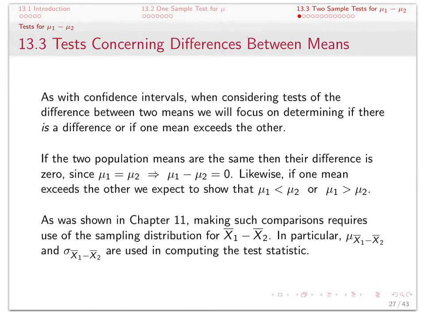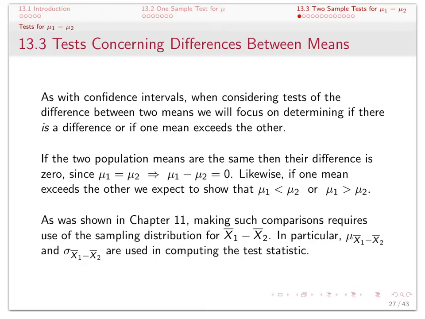And as was shown in chapter 11, making such comparisons requires use of the sampling distribution for x1 bar minus x2 bar in the cases when we're working with independent random samples. In particular, we're going to need the mean for x1 bar minus x2 bar and the standard deviation of x1 bar minus x2 bar in order to compute the test statistic.